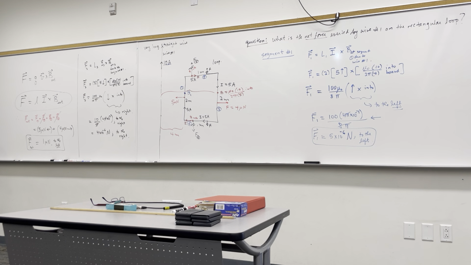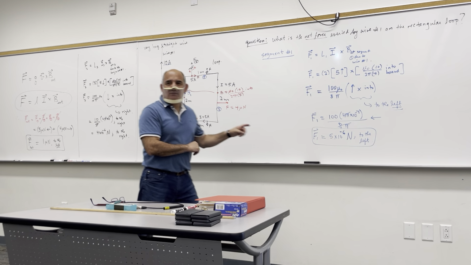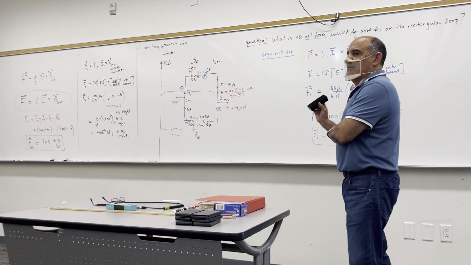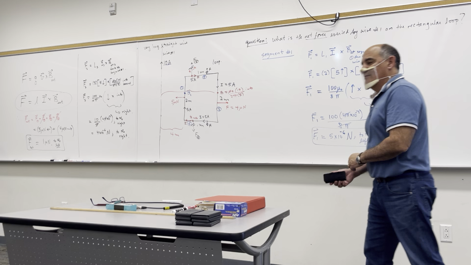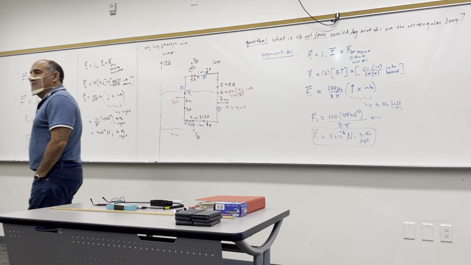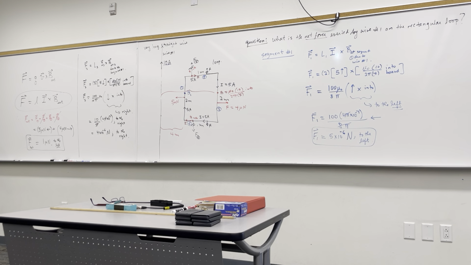Can I do this slightly differently? Can I erase this part over here? Or does anyone have a question on this before I erase it? Yes? So, how do you decide the B on 2 and for 2 and 4, the magnetic field?